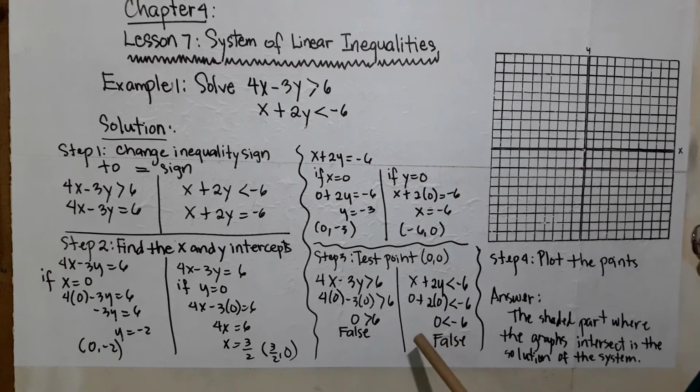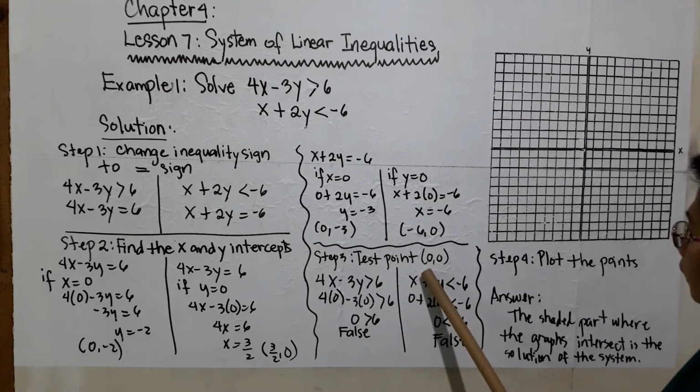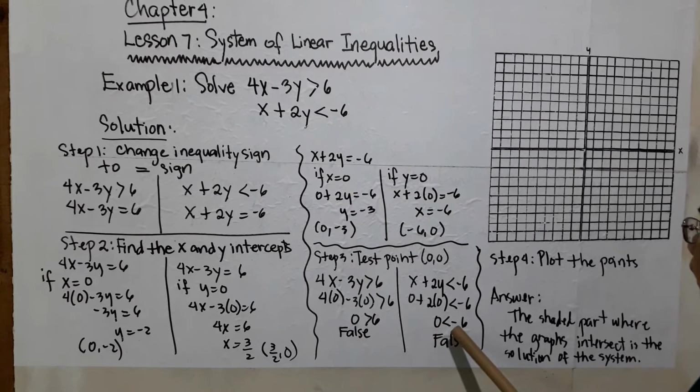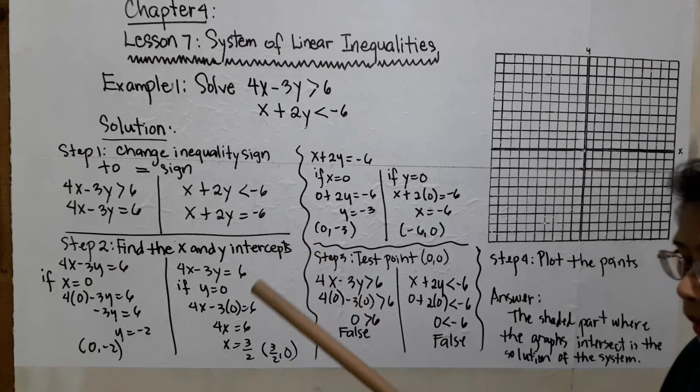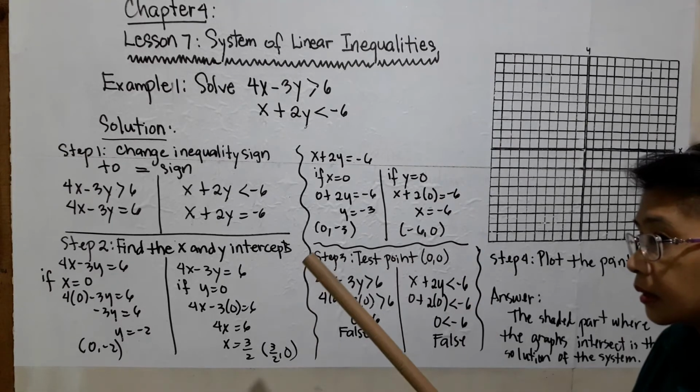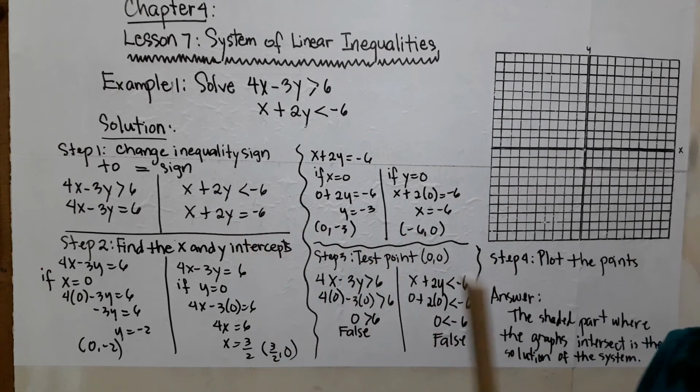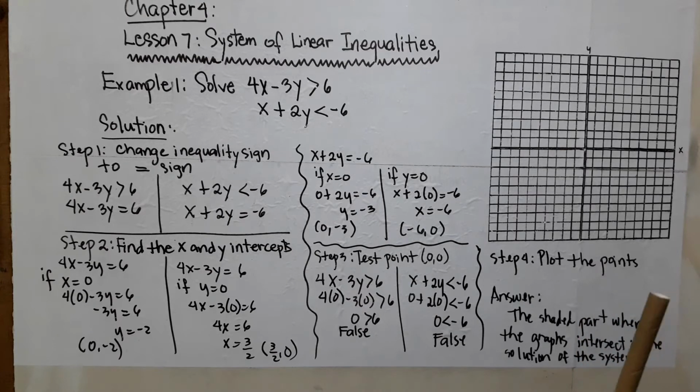Okay? For the second inequality, replace again 0, 0 for x and y. So we have the value at the left side is 0, less than negative 6. Is it true or false? Is 0 less than negative 6? Remember the number line where negative is and 0? As you go to the left of the number line, the value becomes smaller. As you go to the right of the number line, the value becomes bigger. So this is false. So this also means that 0, 0 is not part of the graph of this inequality.